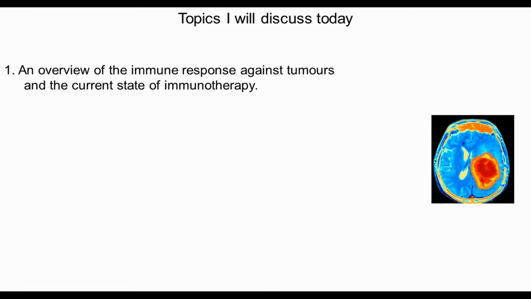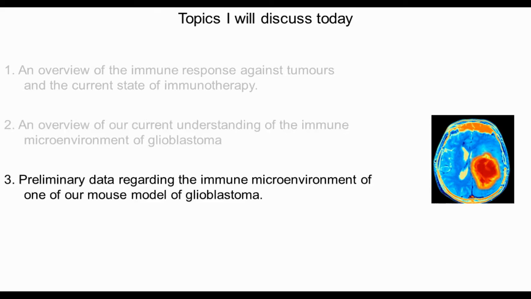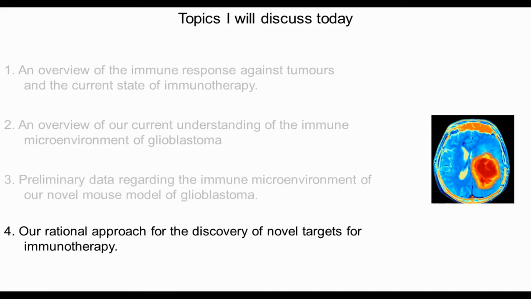So the topics I'm going to discuss today: I'm going to give an overview of the immune response against tumors and the current state of immunotherapy. I'm going to give an overview about our current understanding of the immune microenvironment of glioblastoma. I'm going to share some preliminary data regarding the characterization we have done of the immune microenvironment of one of our mouse models of glioblastoma. And finally, I will discuss our rational approach for the discovery of novel targets for immunotherapy.